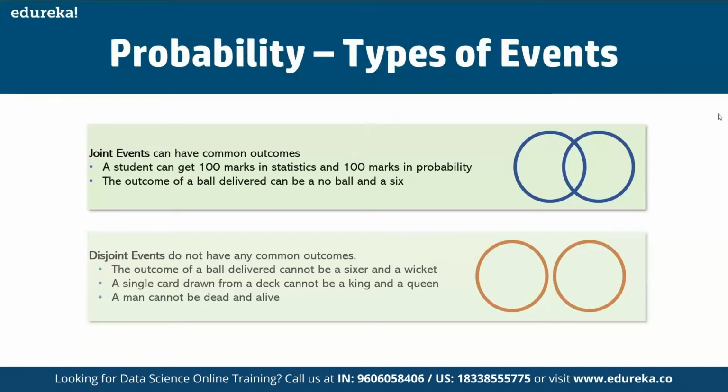Another example I can give you is, in a deck of cards, if I'm asking you to get a red and a 4. Can you get a red and a 4 on the same card? Yes, you can. So that is called joint probability. What is disjoint? These two things can never happen at the same time. I want a card to be an A and a 4. That will never happen. A card can either be an A or it can be a 4. So this is not possible. So these are called disjoint events.